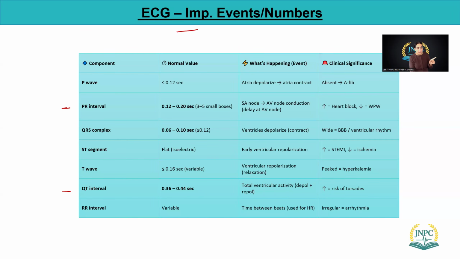That means if you think about a large box, and that large box had 5 small boxes, 1, 2, 3, 4, and 5. So how much time did one box contain? 0.04 second. So it should be less than 3 boxes. When the P wave is forming, it should take only 3 small boxes or less than that. Shouldn't be more. Less than, or maybe equal to, 3 small boxes.